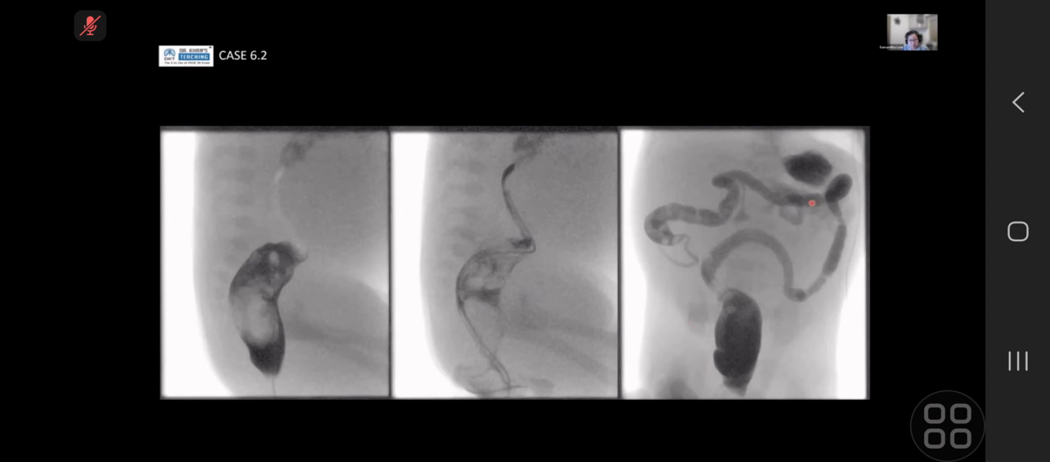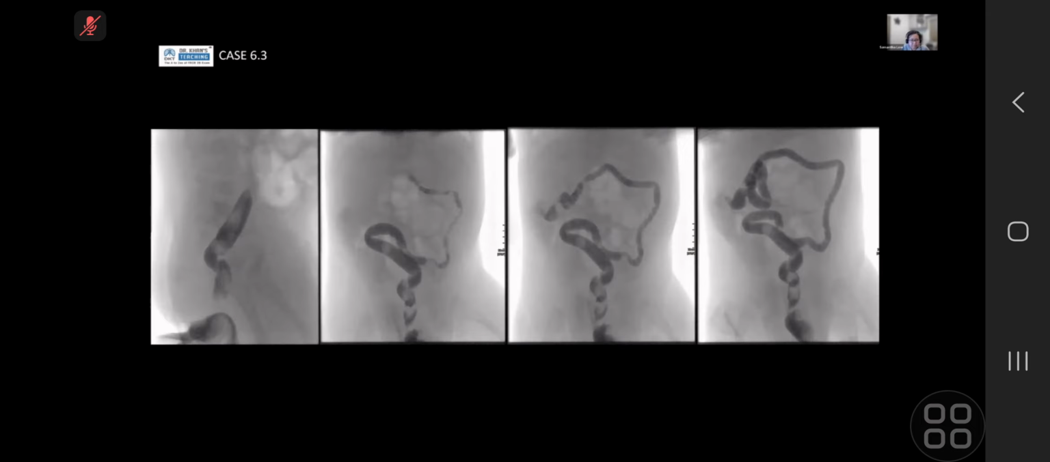Okay, right. So this is also, so case 1 and 2 are the same. They are features of meconium plug syndrome, or small left colon syndrome. And we'll talk about that. And then case 3, what do you think?